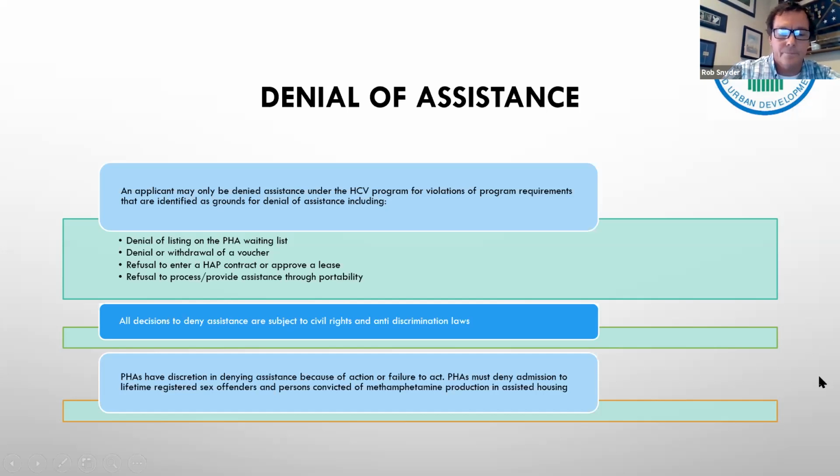And then again, housing authorities are given discretion to deny based on action or failure to act. And the housing authority is required to deny lifetime registered sex offenders, and also persons convicted of methamphetamine production in assisted housing. So if folks were producing methamphetamine in assisted housing, they are required to deny them assistance as well.